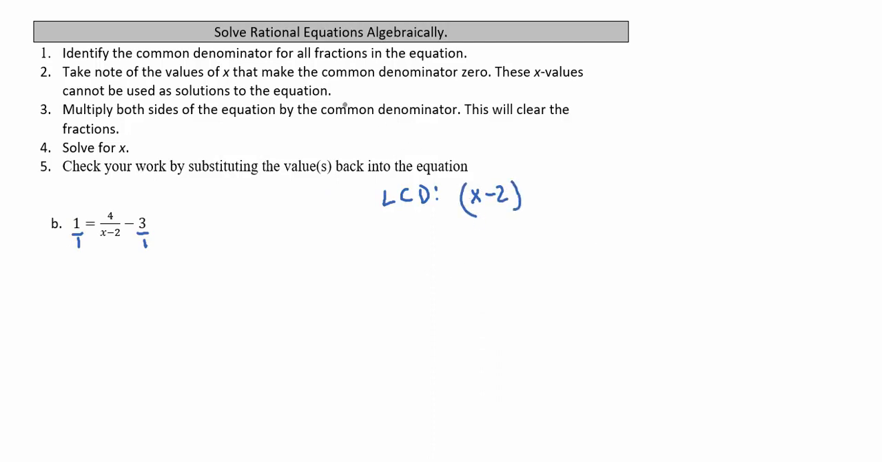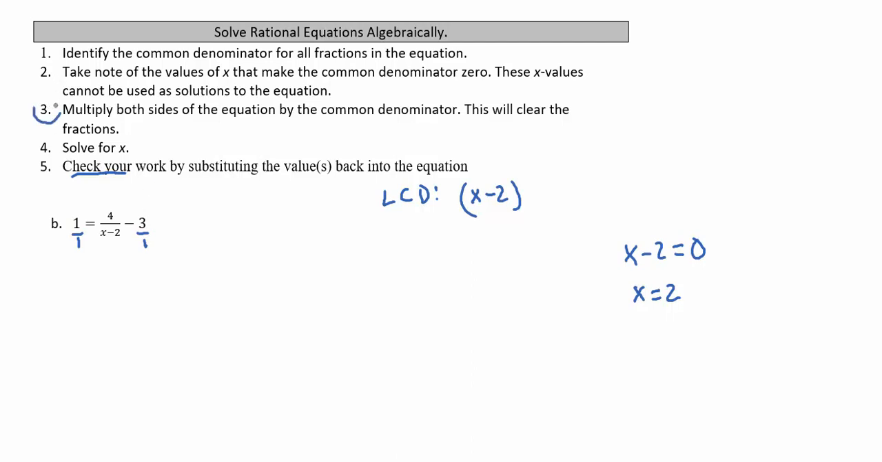Step 2 in the process says take note of any values of x that make the common denominator 0. So since my common denominator is x minus 2, the value of x that would make that denominator 0 would be found by just adding the 2 over. So x equals 2 is an x value that cannot be a solution to this equation. Because when you replace x with 2, you get a denominator of 0, and 4 divided by 0, or any number divided by 0 for that matter, is undefined. And since it's undefined, it can't make this a true statement. So what that means is when you get to step 5 and you check your work, if you happen to get a result of x equals 2, it wouldn't work. It wouldn't satisfy this equation. And you would see that at the end of this process.